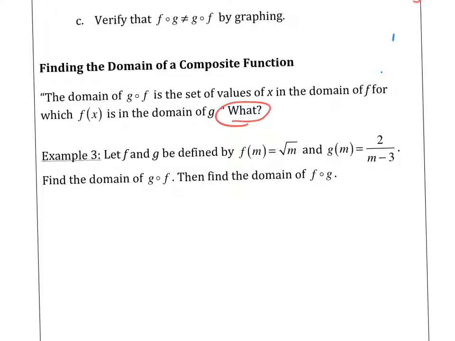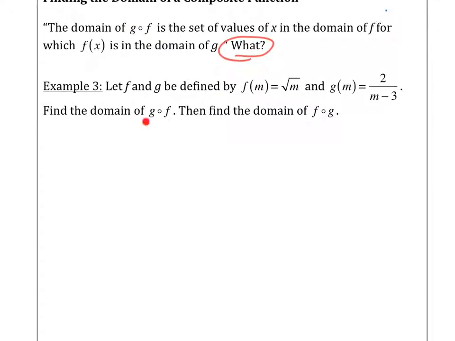We have to consider what the domain is here and the domain is here, and kind of bring a hybrid of the two when we're deciding what the domain of the whole thing is. So first we're going to find the domain of g with f, then we're going to find the domain of f with g. But the first thing we need to do is find the domain of each one.